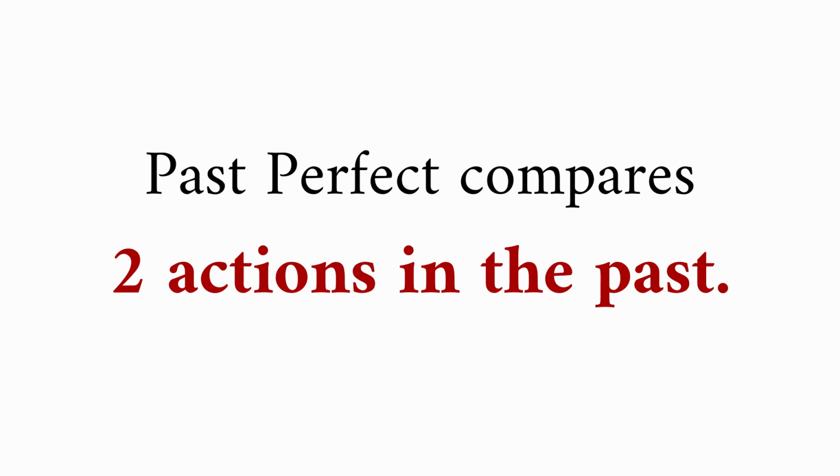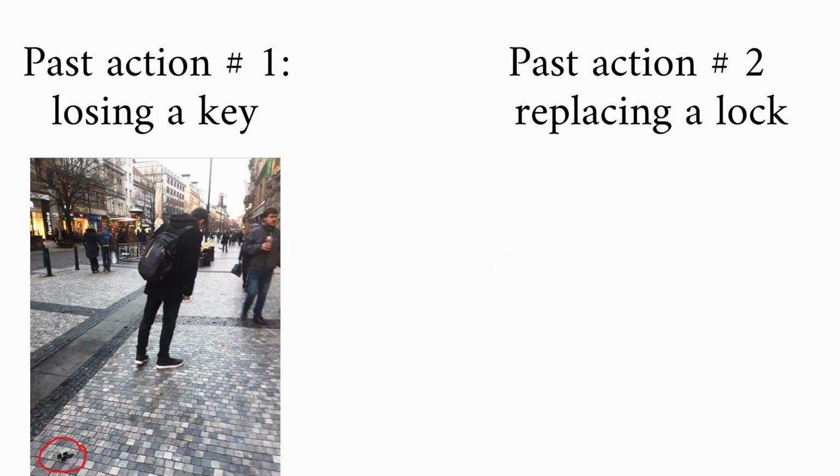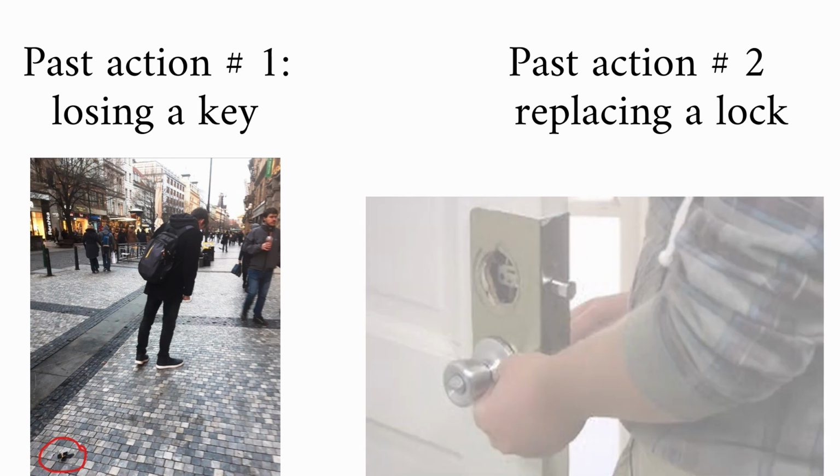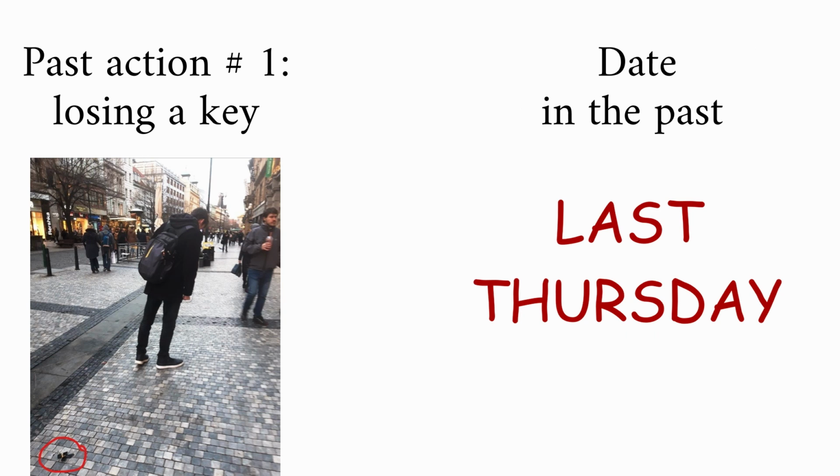When we want to stress that one action in the past, for example, losing a key, happened before another action also in the past. For example, replacing the lock or making a new key. So, to use past perfect, we need two actions in the past, or one action in the past and a date instead of another action also in the past. The earlier action, the one that happened first, is used in past perfect.